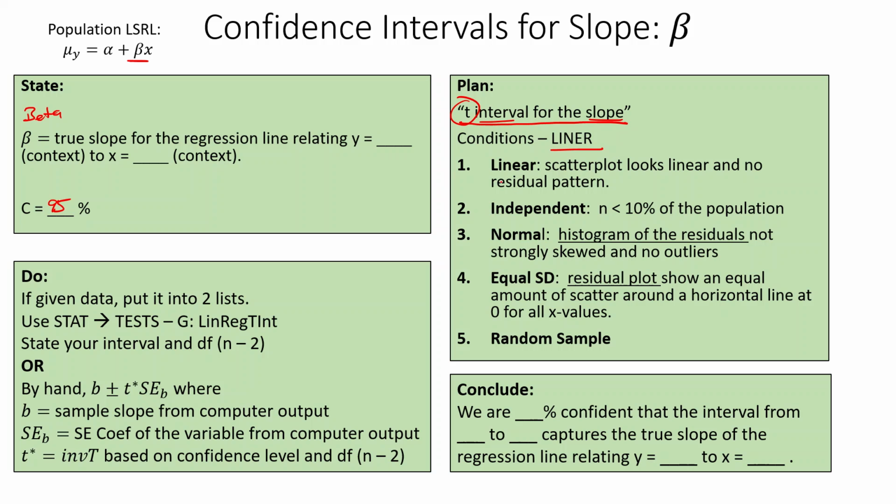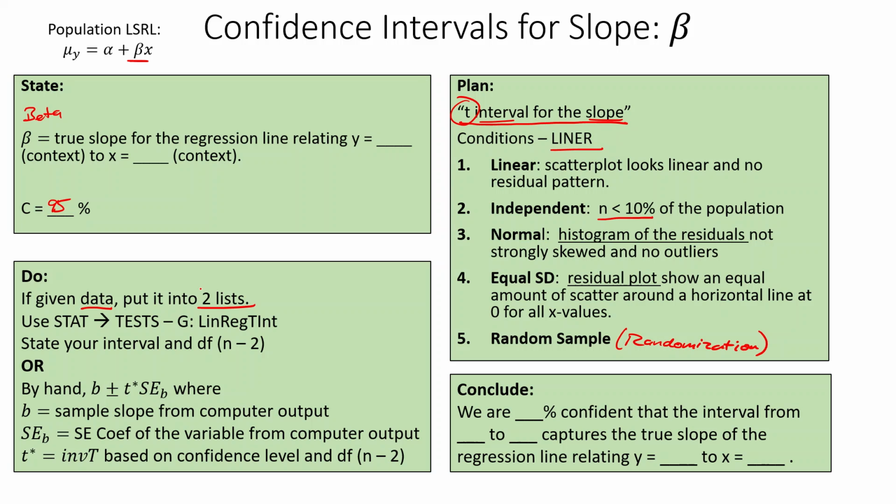All right, our conditions are linear, so linear. We want our scatter plot to look linear and no residual pattern. Independent, each trial needs to be independent, and the 10% condition of the population should hold. For our normal condition, the histogram of the residual should not be strongly skewed and should have no outliers. For our equal standard deviation condition, the residual plot should show an equal amount of scatter around the horizontal line at 0 for all x values, so over the x-axis and below the x-axis, and we should have a random sample or some sort of randomization. Randomization also works.